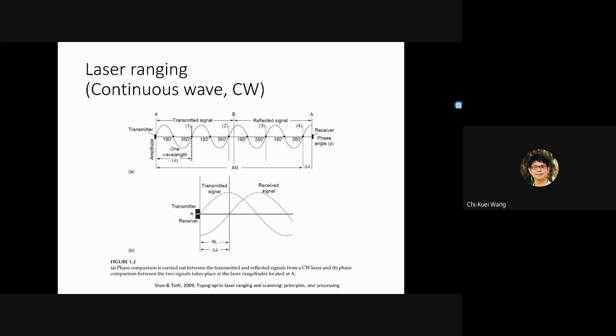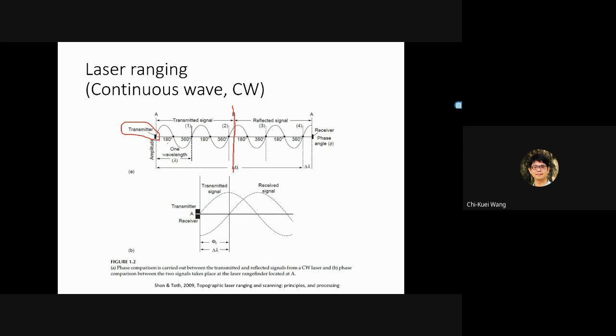This figure is a little bit tricky. Here we have the transmitter. And here this B is actually the object surface. For continuous wave, this means we turn on the laser, and the light energy is continuously going out. We don't close it as a pulse. We just keep it turned on.